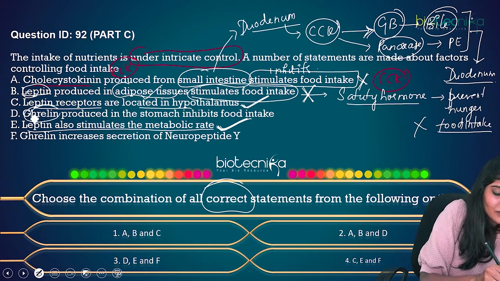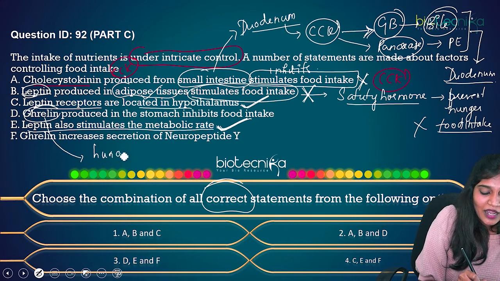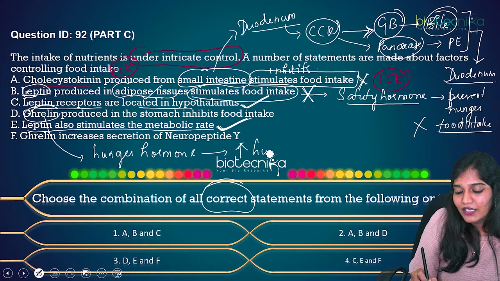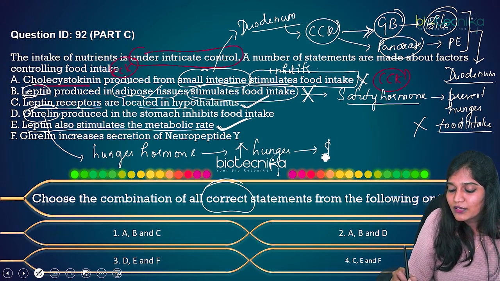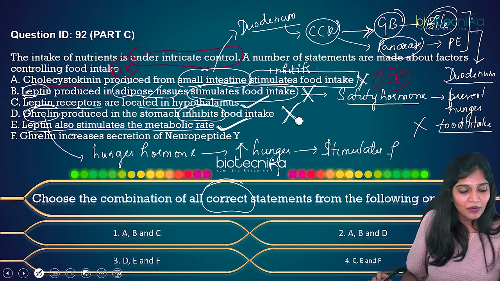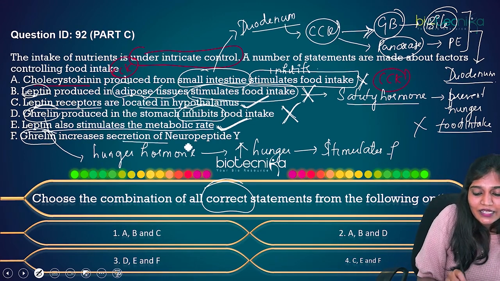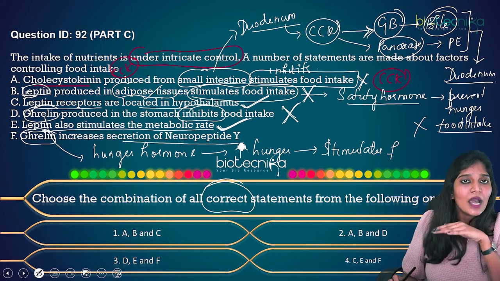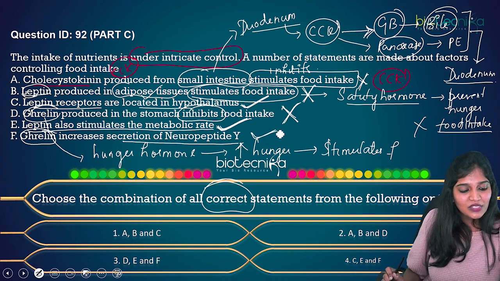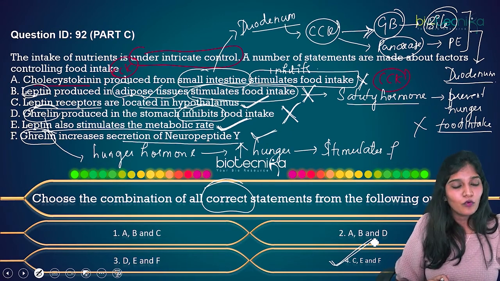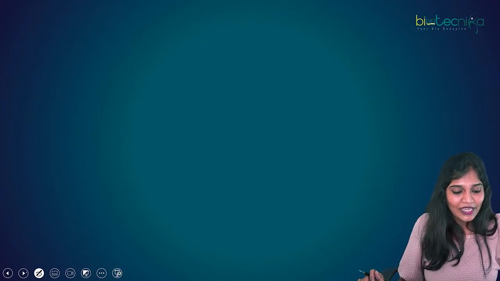Next, ghrelin. Ghrelin is called the hunger hormone. Hunger hormone means definitely it will induce food intake. It increases hunger, which means it stimulates food intake, but they have given the opposite, that it is inhibiting food intake. No, this is also a wrong statement, so we cannot choose option D. The next one, ghrelin increases secretion of neuropeptides. Yes, this hunger hormone will produce neuropeptides from the neurons of the hypothalamus. So we can say option C, option E and option F are correct, which you are actually seeing in option number 4. So the correct answer for this question is C, E and F.